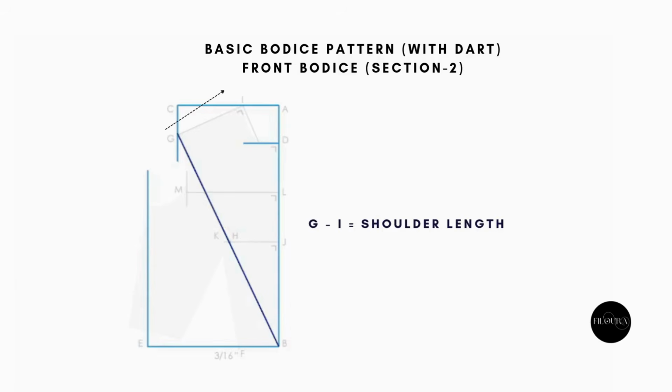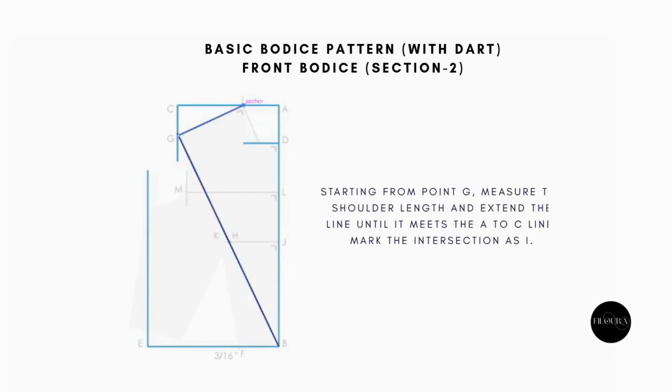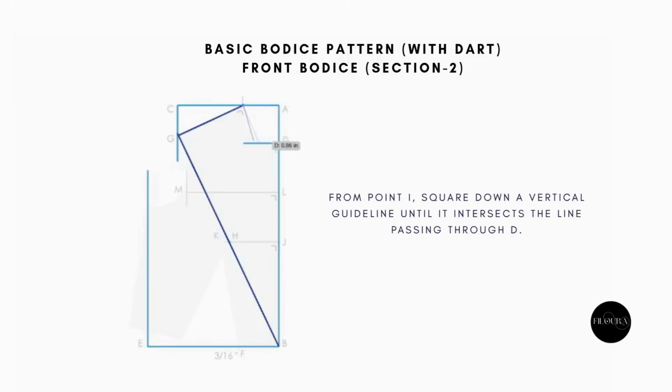Now, draw G to I, shoulder length measurement. This line is drawn in the same manner as B to G. Starting from point G, measure the shoulder length and extend the line until it meets the A to C line, and mark that intersection as I. From point I, square down a vertical guideline until it intersects the line passing through D.